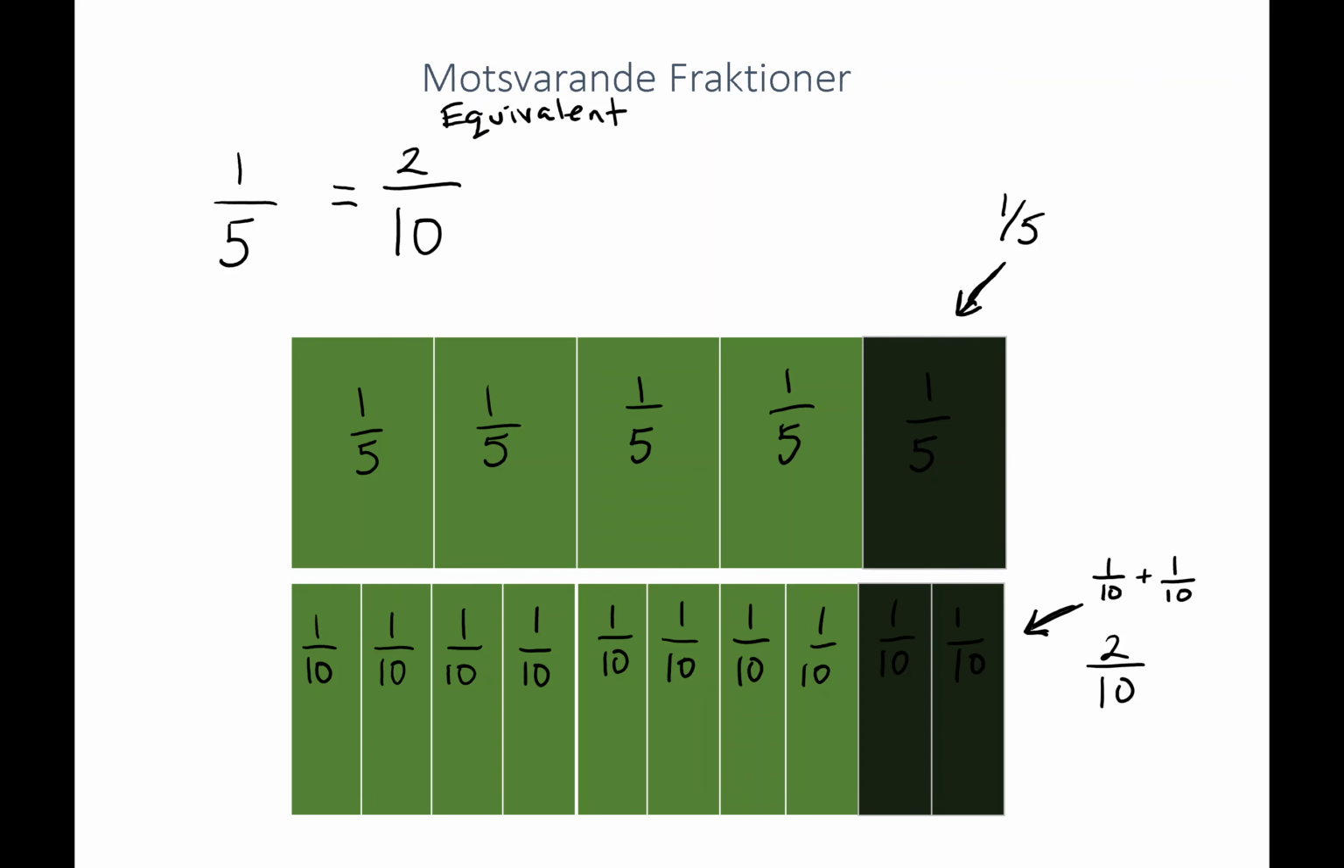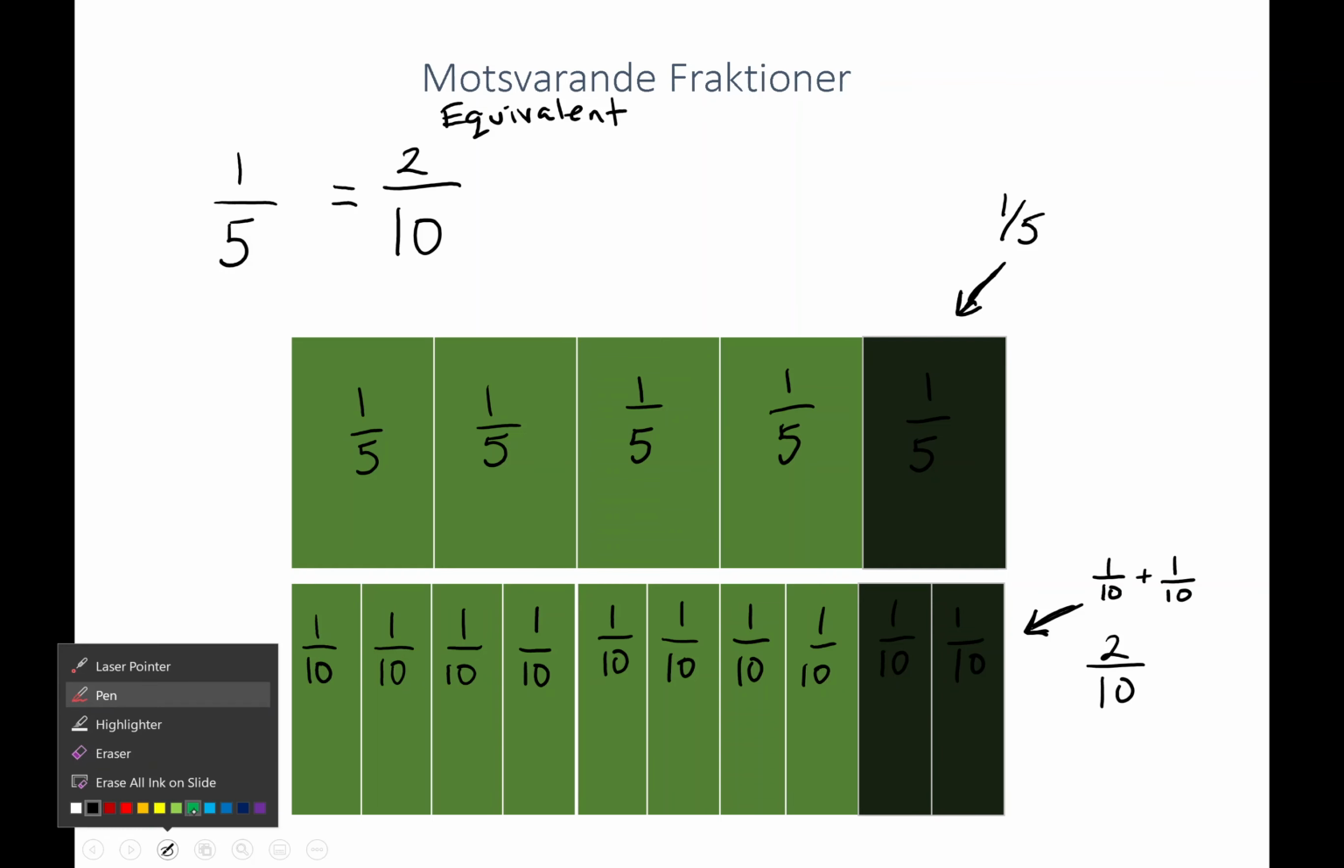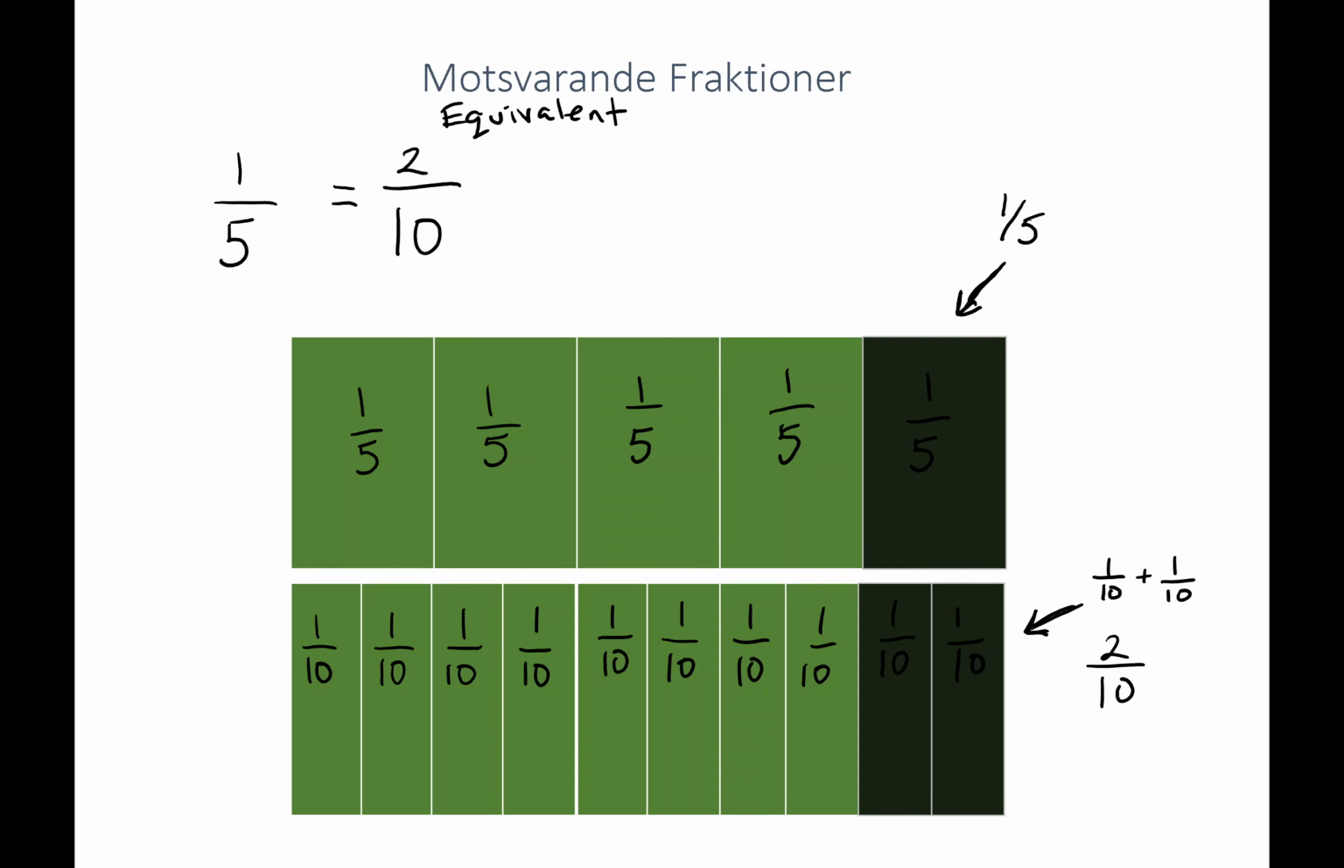Sometimes we don't have the picture to illustrate, so we need to understand how do we go from 1/5 to 2/10. Let's just look at the bottom number. So you ask yourself, how do you go from here to here? Think about what I can multiply 5 by in order to get to 10. And you should notice that 5 times 2 is equal to 10.